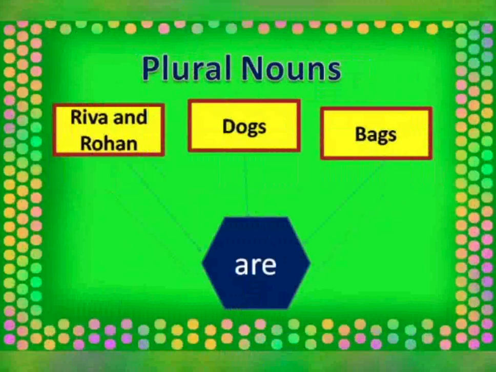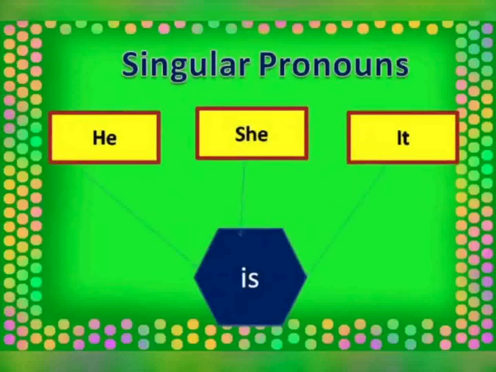We use are when the subject is a plural noun. Plural nouns mean more than one, like Reva and Rohan, dogs, bags. Reva and Rohan are, dogs are, bags are.